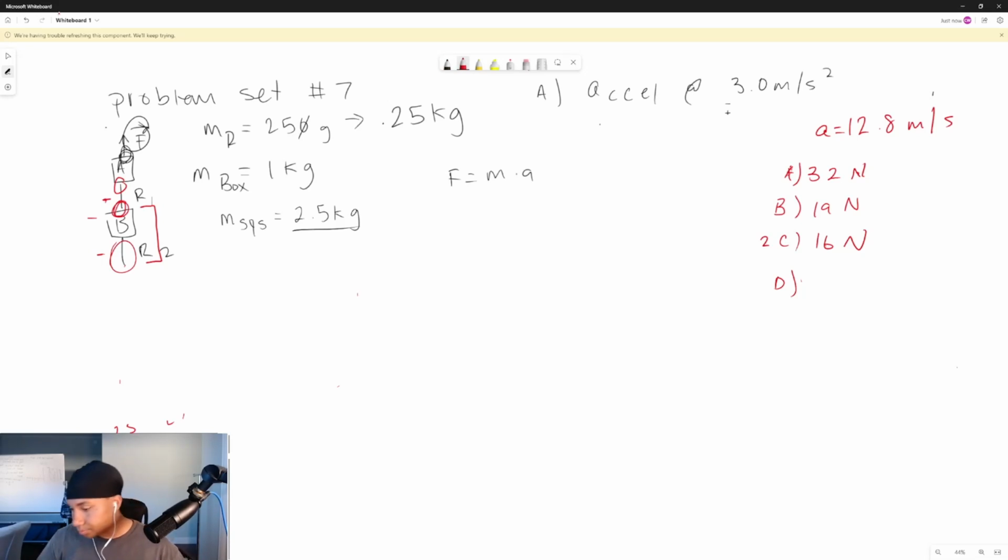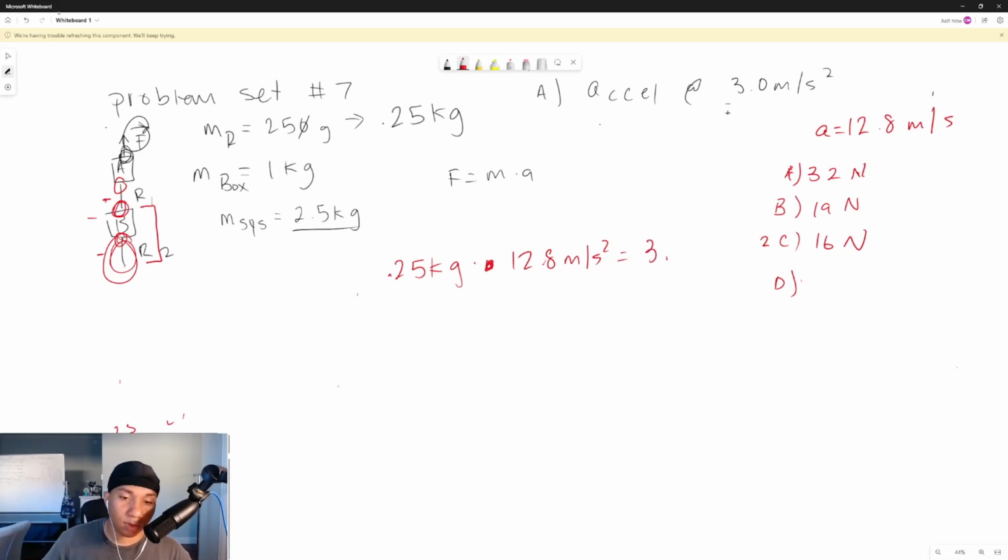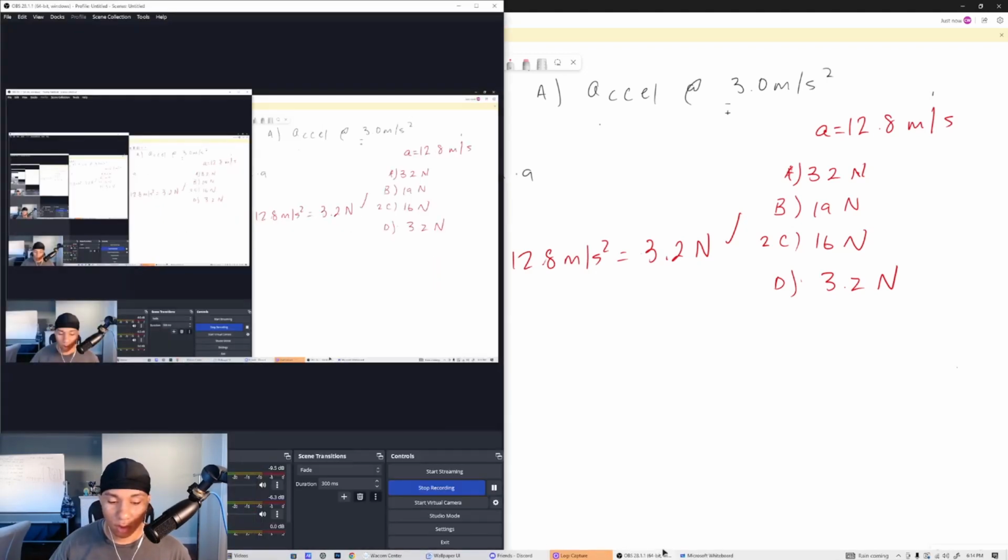Okay, so our last one, it says, what is the tension at the top end of rope 2? All that rope 2 is carrying is the weight of itself, which is 0.25 kilograms. Multiply that by acceleration, which is 12.8 meters per second squared, and you get an answer of 3.2 newtons. And that is number 9. Perfect, guys. I hope I'm explaining well.